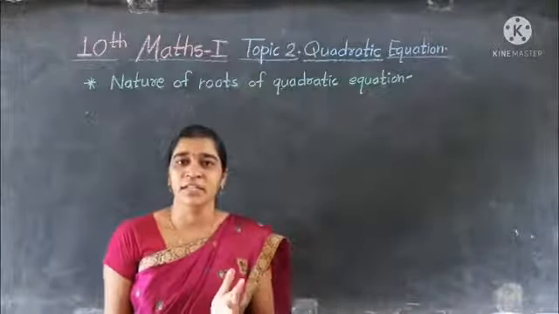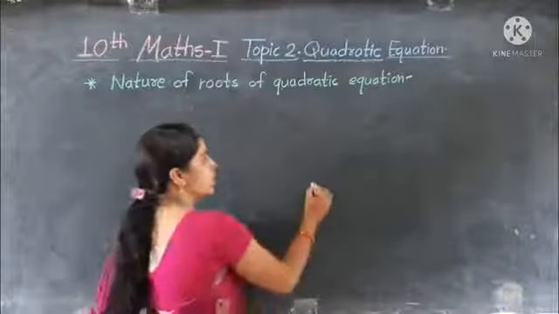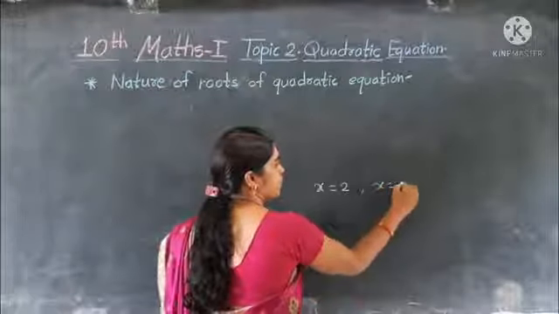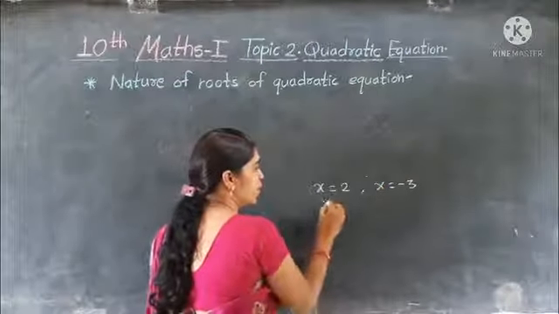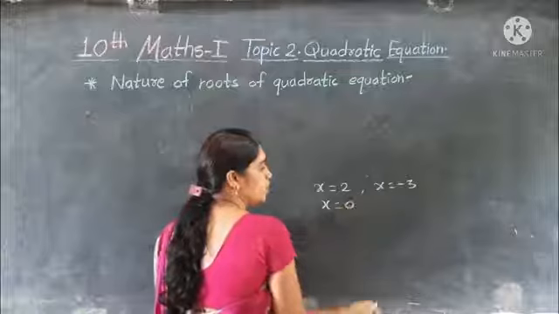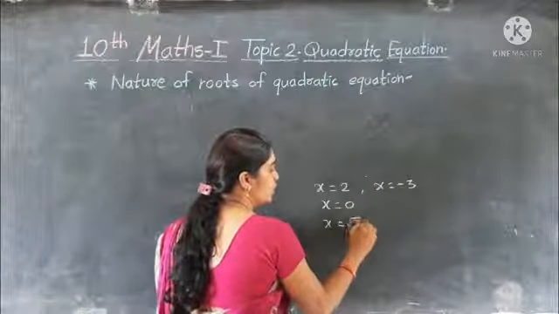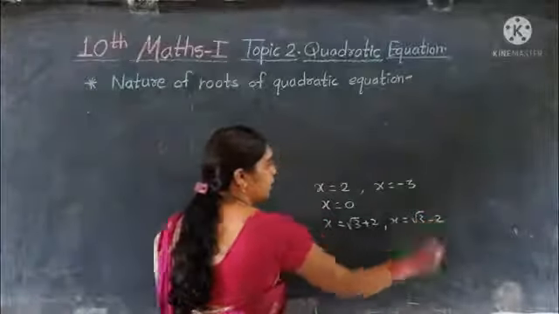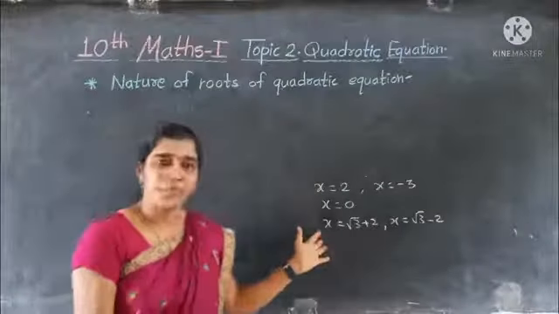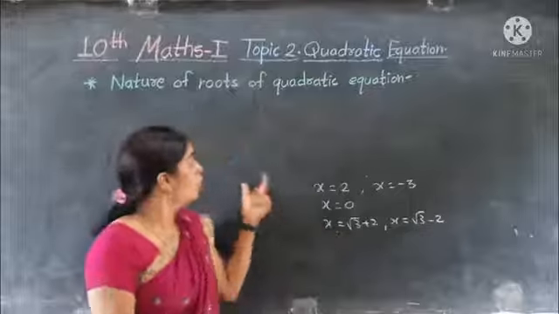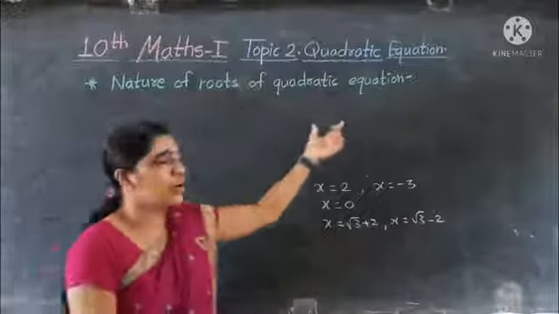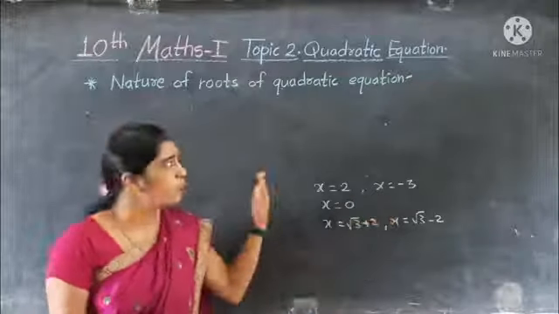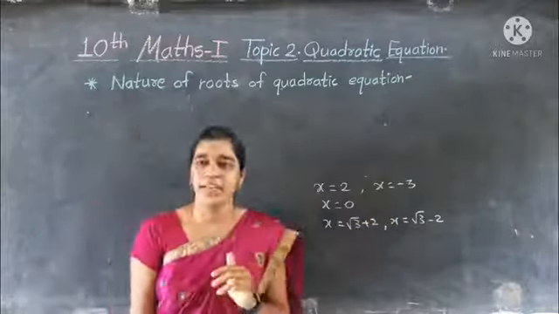Suppose you had seen by factorization method, suppose the roots you observe are x is equal to 2 or x is equal to minus 3. Sometimes roots are 0, sometimes roots are x is equal to root 3 plus 2 and x is equal to root 3 minus 2. In this way we had seen roots. Okay, so what is the nature of root of the quadratic equation? It means from these roots we write the nature of the quadratic equation.